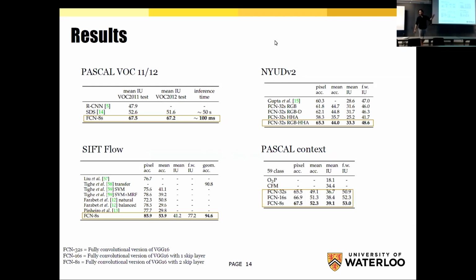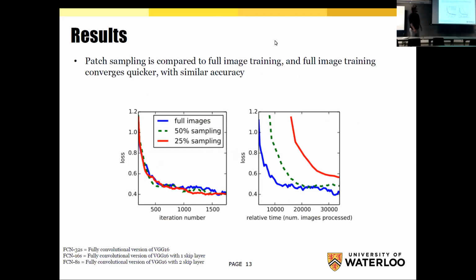Any questions on the results? Pretty good. Can you go back to the previous slide? Sure. So is it converging faster? Yes. When they use full images, they're able to converge quicker. They said there was a marginal decrease, basically that distance there, but over time it goes away. So they just said it's better to use full images because they converge quicker, instead of doing 25% sampling.